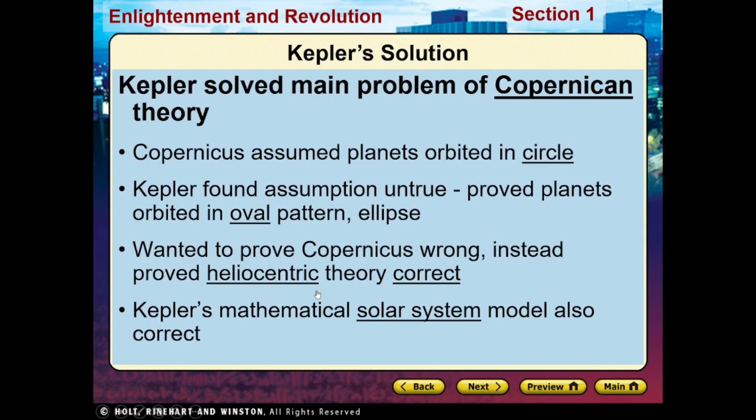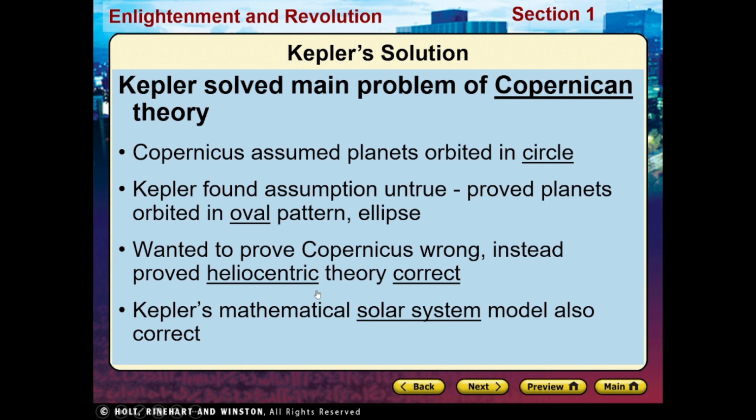So, Kepler's solution. Kepler solved the main problem of the Copernican theory. Copernicus assumed planets orbited in a circle. So, 'di ba, dun sa theory ni Copernicus, merong mga weaknesses. And after nga mamatay ni Copernicus, yung mga scientists ay kinuha na yung ibang ideas ni Copernicus para expand dito at para mas maging okay yung ideas and yung mga problems ay masolusyonan.